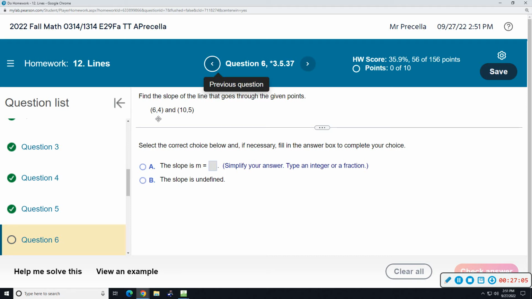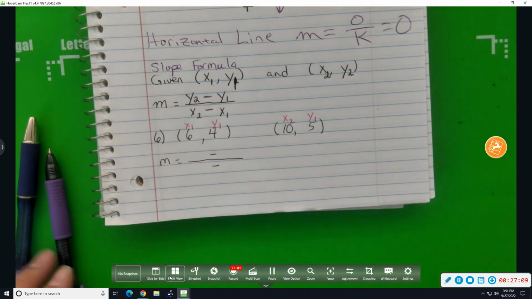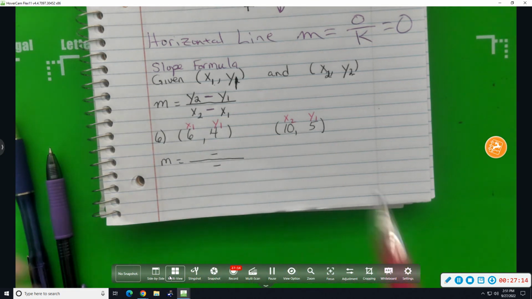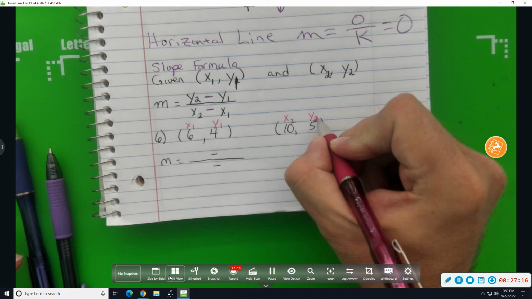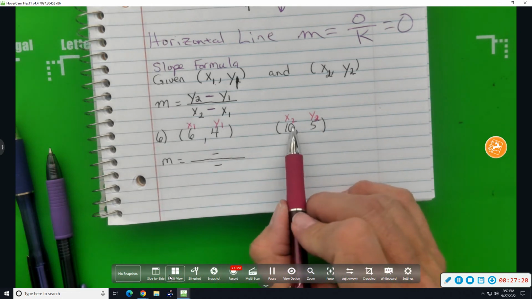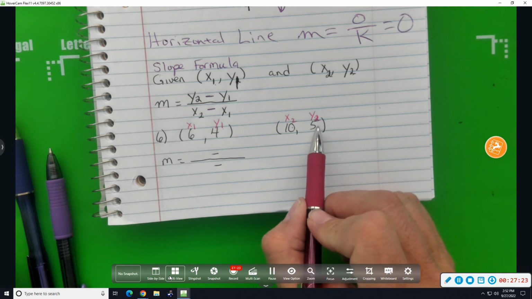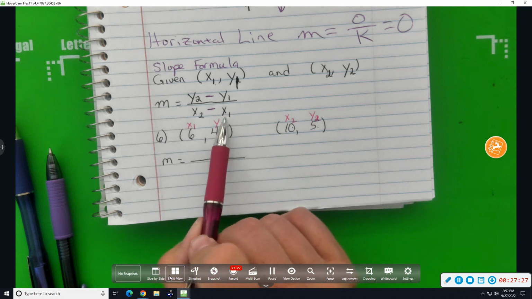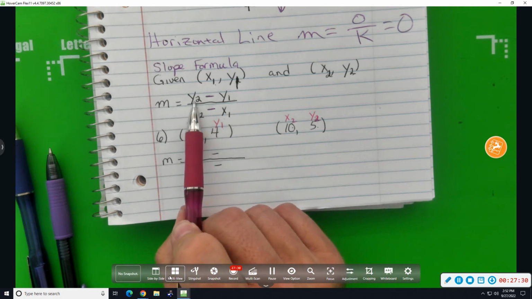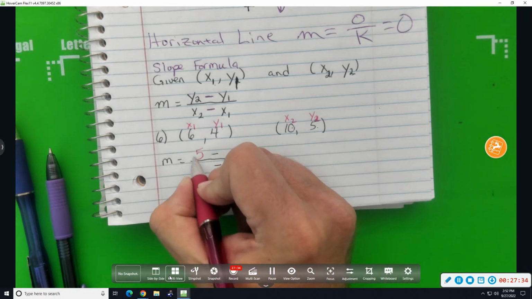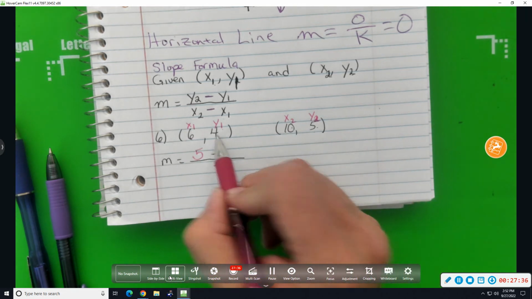So, I wrote down the 2 ordered pairs. Oh, what is wrong with me? I put a y2 here. It should be y1. First x, first y, second x, second y. And the formula's right here, so I won't bother rewriting it. Second y, I'm going to replace that with a 5. And y1 is a 4.